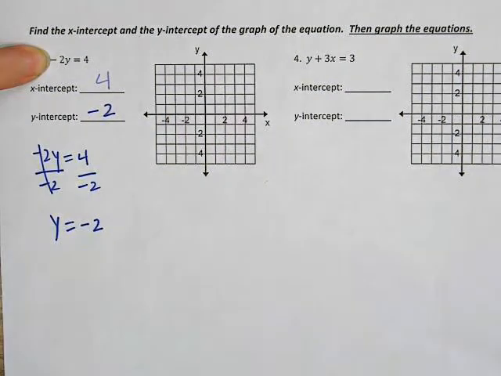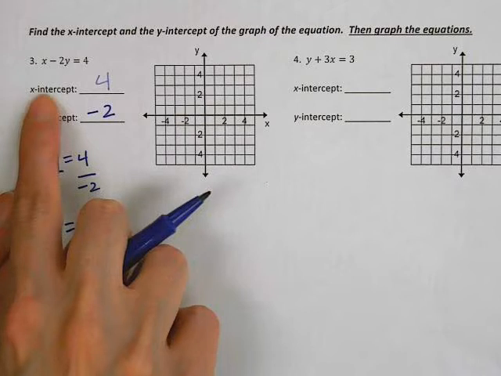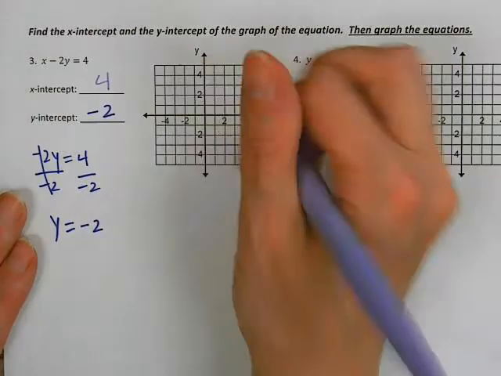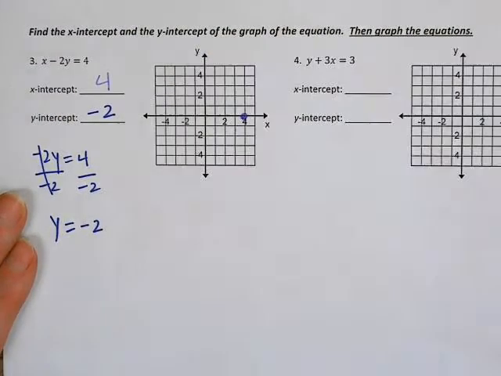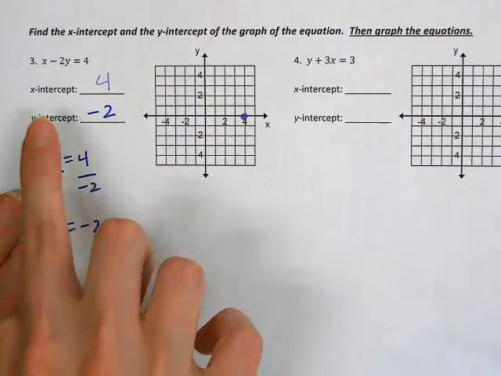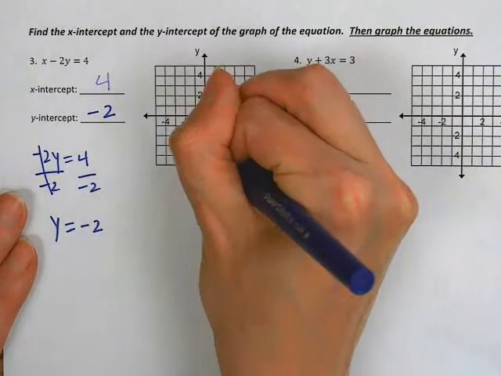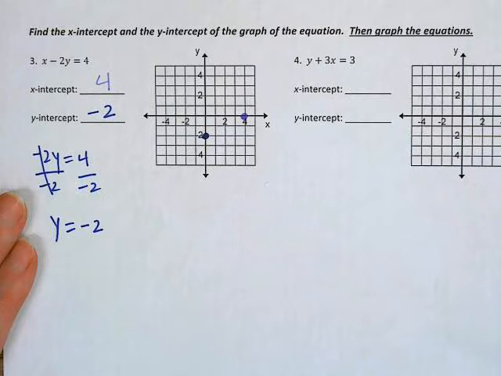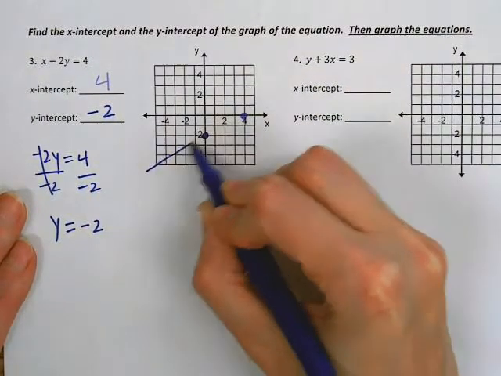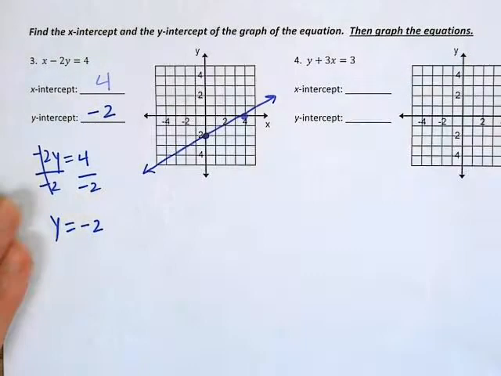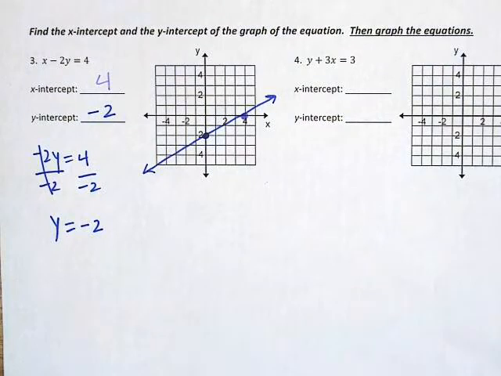All right, now let's graph these. So on the x-axis, make a dot at 4. And on the y-axis, make a dot at negative 2. And that's how you make your line. Isn't that easy?